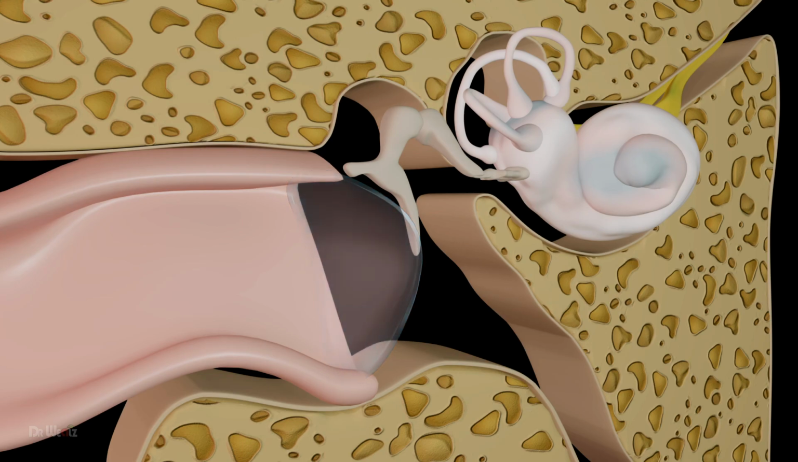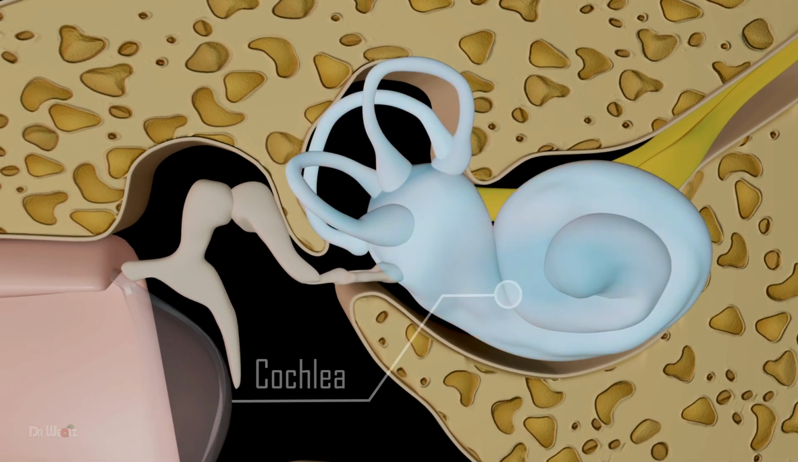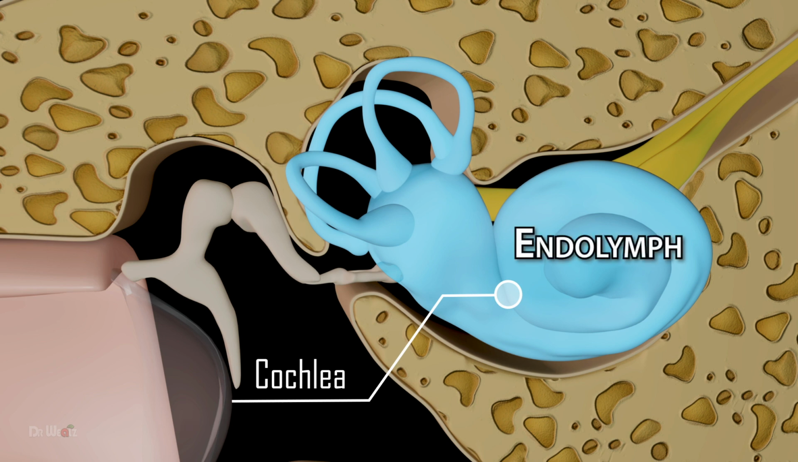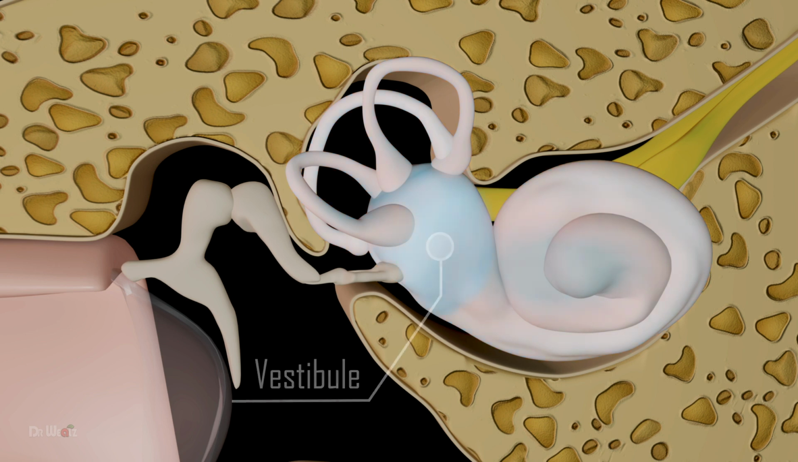The cochlea is a spiral-shaped organ that converts sound waves into electrical impulses that the brain can interpret as sound. The cochlea is filled with a fluid called endolymph, which is surrounded by another fluid called perilymph. The cochlea contains tiny hair cells that move in response to the sound vibrations and trigger nerve impulses that travel to the brain.